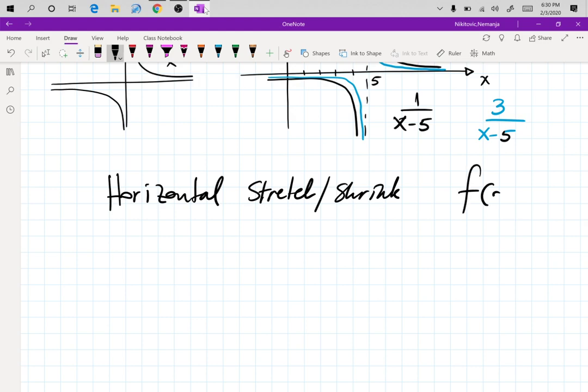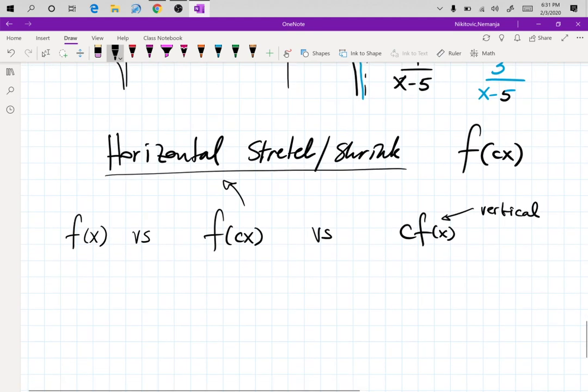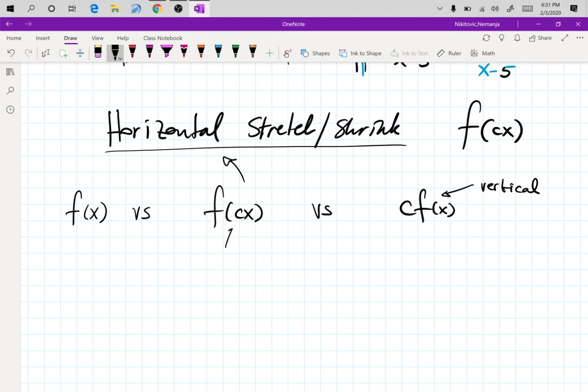And that one is when you multiply x inside the function. So now we have f of x versus f of cx, which is horizontal, versus c f of x, which is vertical, which is the one we did before. So now when the number is inside, it's going to shrink or stretch horizontally.